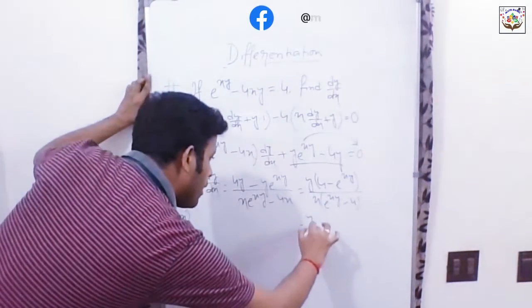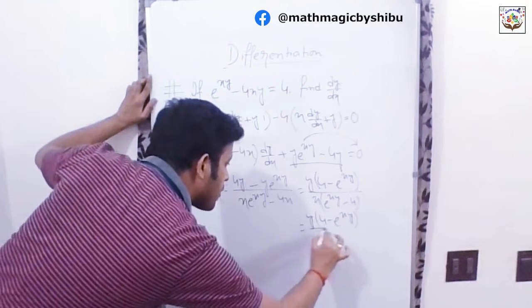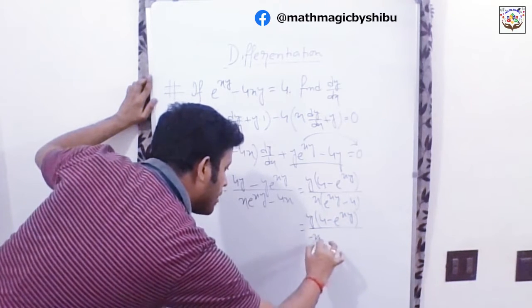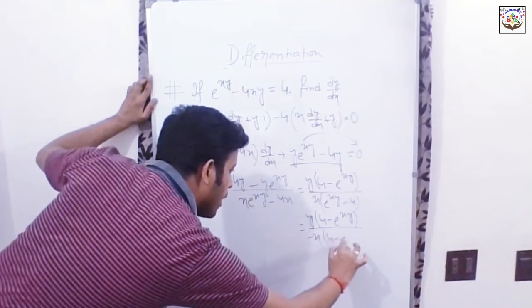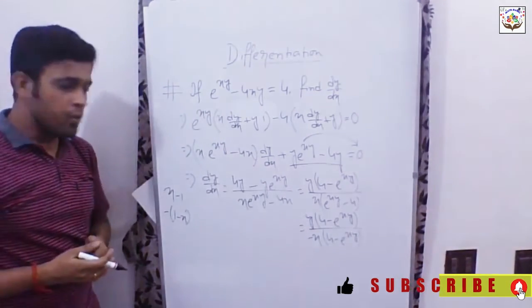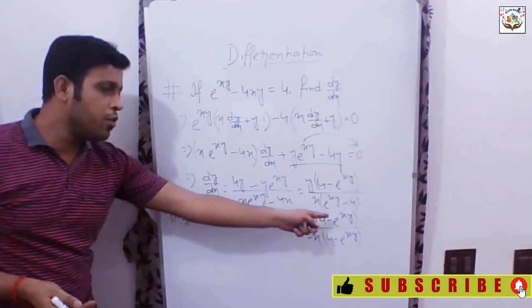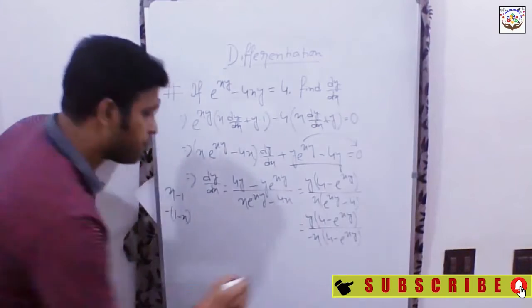So it will be 4 minus e to the power xy divided by minus x times 4 minus e to the power xy, right? So now we can cancel out 4 minus e to the power xy from both the numerator and denominator.